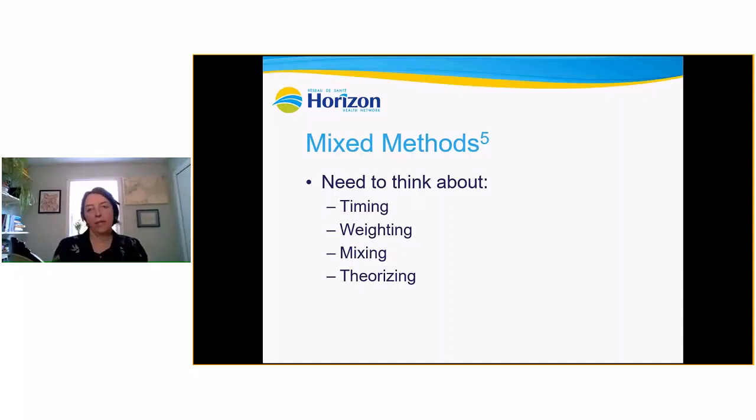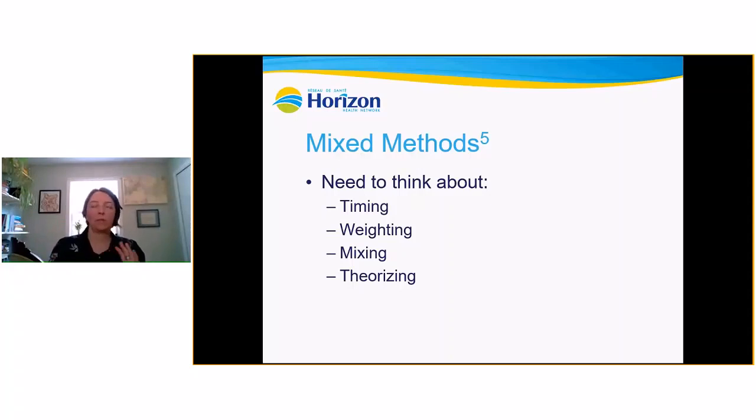So in that case, you're going to need to be thinking about the timing. Are these pieces happening at the same time? Are you having a qualitative project, and then you're going to build your quantitative piece that's informed by that? As we saw, sometimes that can be really powerful, right? If it's exploratory, you come up with a theory and then you test the theory, say, in a quantitative way.